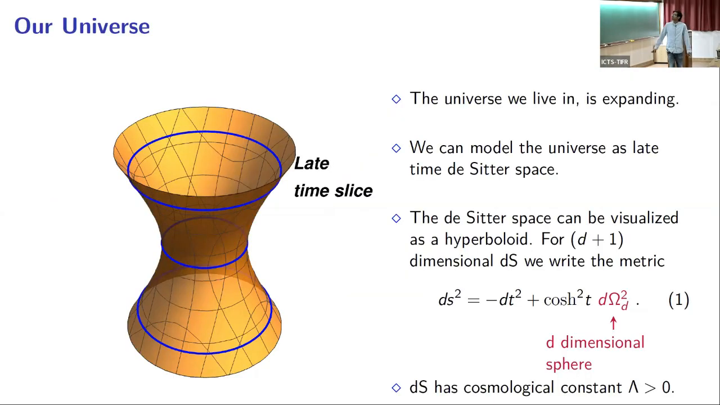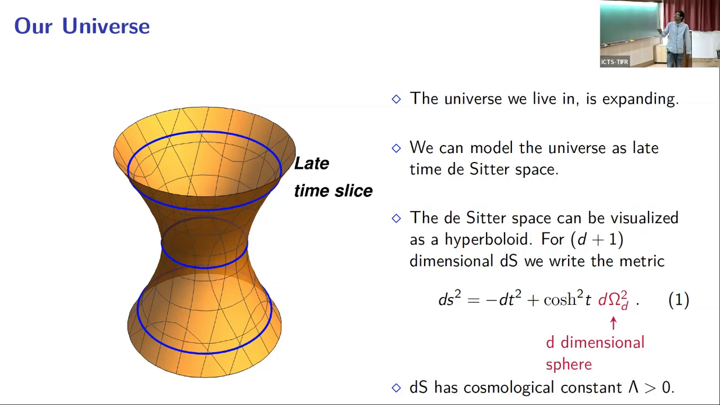So our universe is expanding, and we can model this universe as a late time de Sitter space. Now, what is de Sitter space? De Sitter space can be visualized as a hyperboloid. It is like a sphere, but first it is contracting, then again expanding. For a d plus one dimensional de Sitter, you can write the metric with this cosh t. You can see that at early times it was first contracting, then at late time it is expanding.